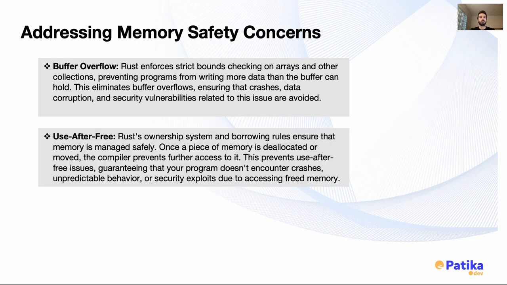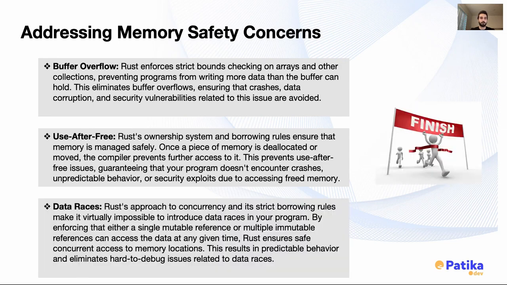Next, we have our solution for use after free. Rust's ownership system and borrowing rules ensure that memory is managed safely. Once a piece of memory is deallocated or moved, the compiler prevents further access to it. This prevents use after free issues, guaranteeing that your program doesn't encounter crashes, unpredictable behavior, or security exploits due to accessing freed memory. And finally, we have our solution for data races.